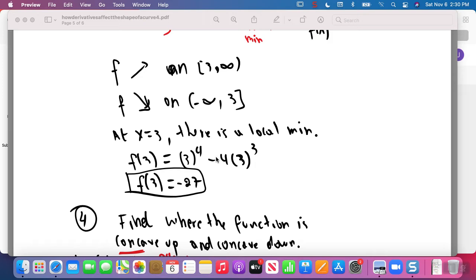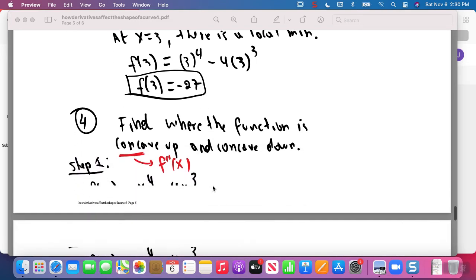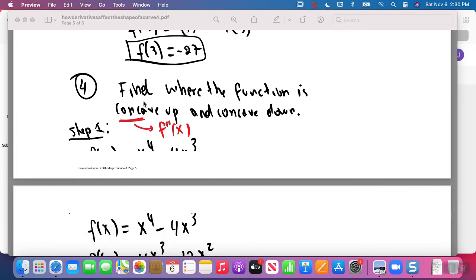So you have to go back to the original function and evaluate it at x equals 3. That gives us negative 27, which is the local minimum value. Next, we go to number 4. Find where the function is concave up and then concave down.